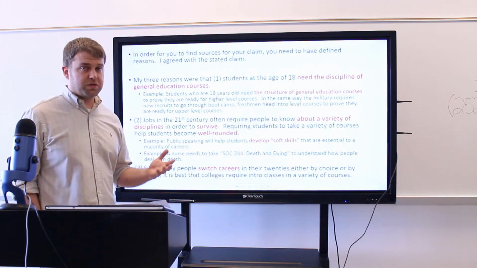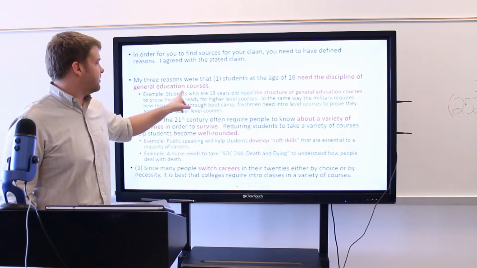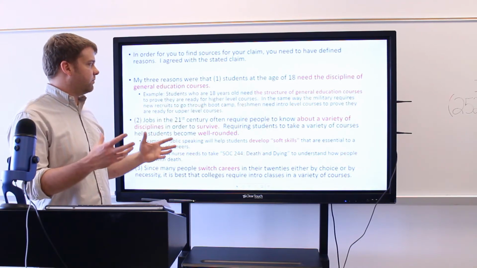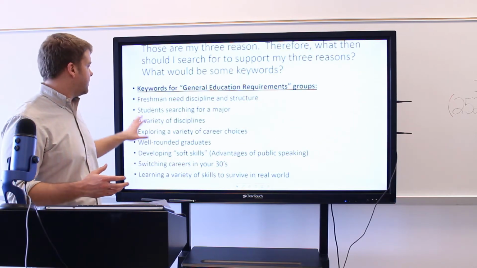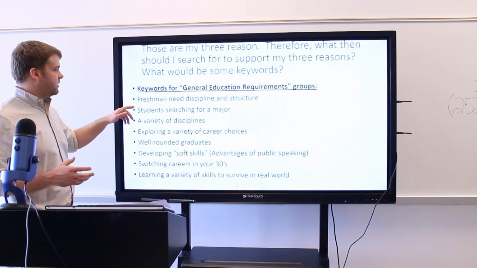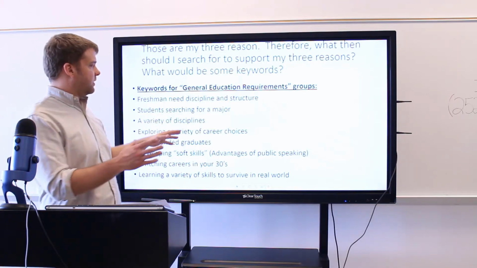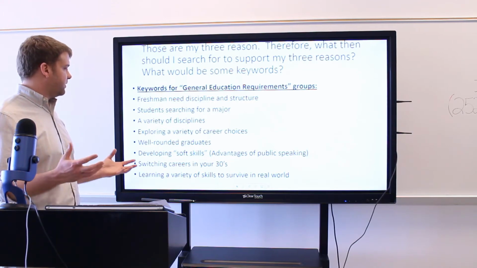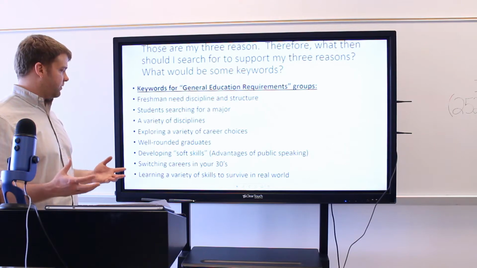So I believe that structure, that discipline is good for anybody going into college. You don't have to make as many choices, and as you go along and you take the different classes, I think that's good. So the discipline and structure, things like that would be some keywords. I've written them out here. Freshmen need discipline and structure. Students searching for a major. Those things are related. A variety of disciplines, exploring a variety of career choices, well-rounded graduates.